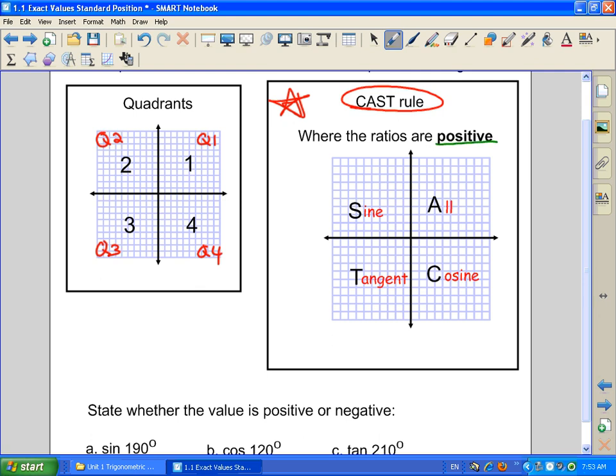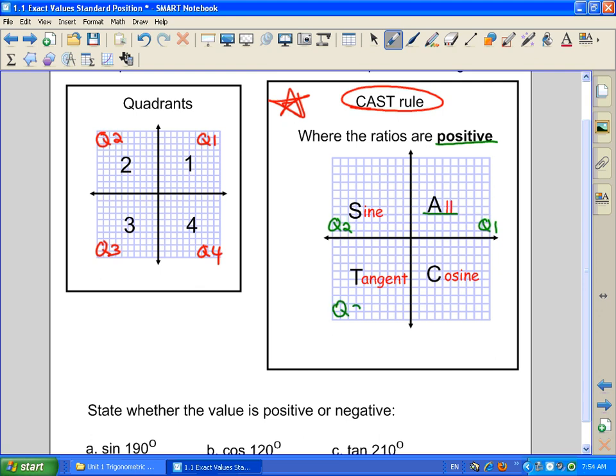So if we start with Q1, quadrant 1, that's the one you're most familiar with, guys. We spend most of our mathematics in quadrant 1, because all of the trigonometric ratios, sine, cos, and tan, are all positive. If we have an angle in quadrant 2, the only one that is positive is the sine ratio. So all the others are going to be negative.